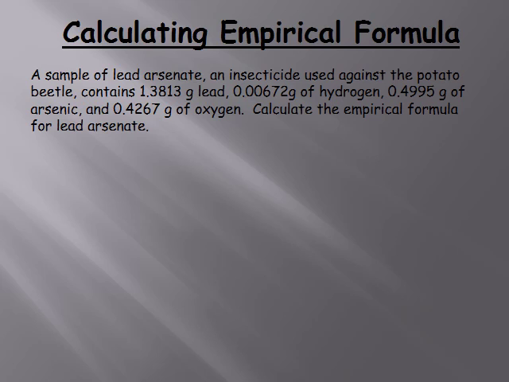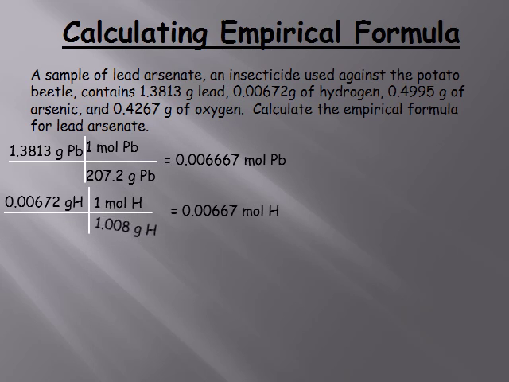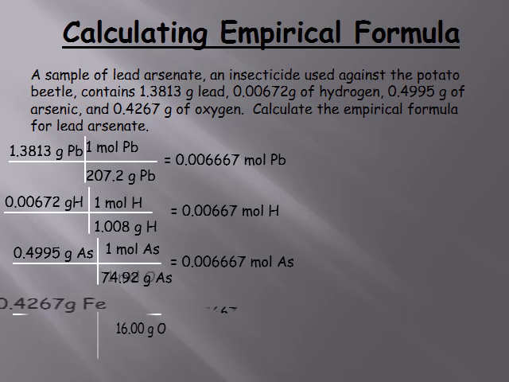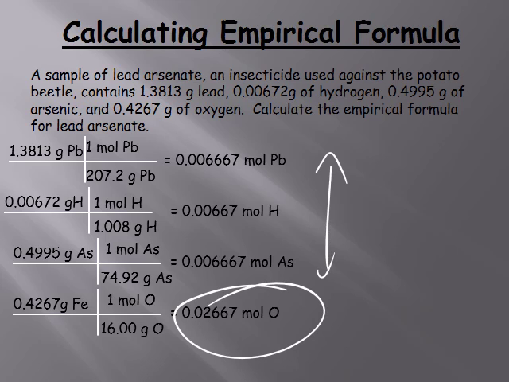Okay, so welcome back. So the first thing we have to do is work out the masses of each. Well, it's already in the question, so that first step's done. Next step is converting the masses to moles using number of moles equals mass over the molar mass. So that's what we'll do here. So you end up with 0.00667 moles of lead, the same amount of hydrogen and arsenic, and 0.02667 for oxygen. So these are obviously the smallest. This is the biggest. So you will be dividing to find the ratio, dividing all the atoms by the smallest number.